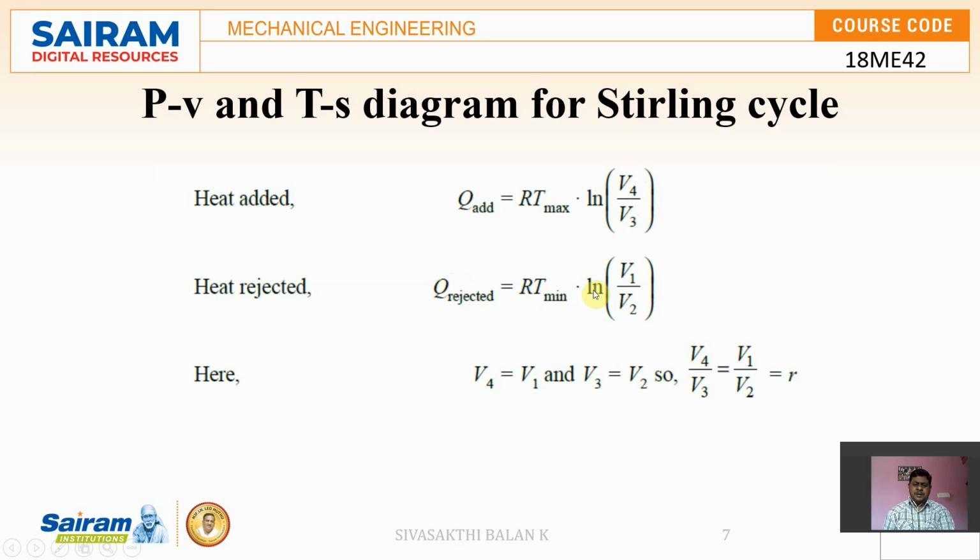And we know that V4 is equal to V1 and V3 is equal to V2, because processes 4 to 1 and 3 to 2 both happen when the volume remains constant, that is the expansion and compression processes. Since V4 is equal to V1 and V3 is equal to V2, we can relate V4 by V3 to be equal to V1 by V2, that is equal to the compression ratio.